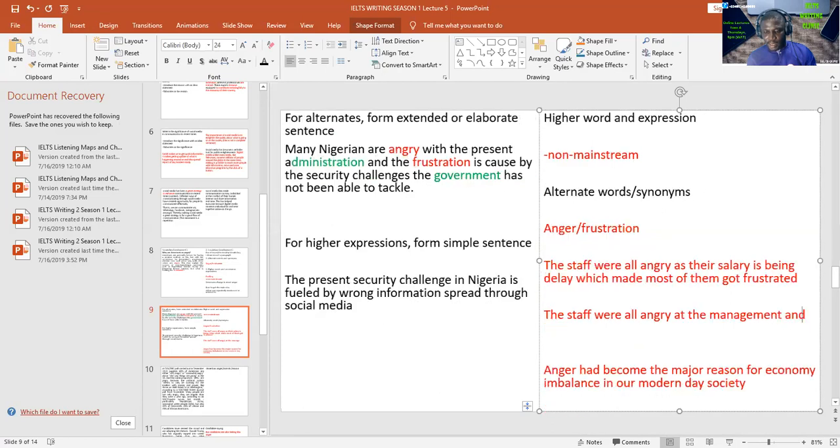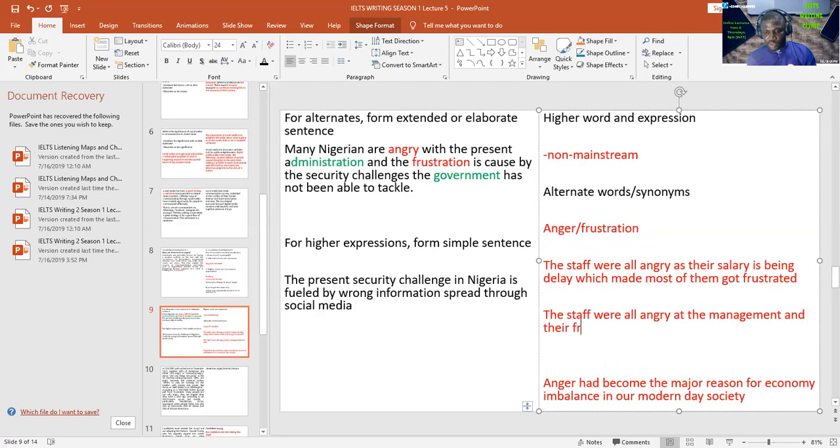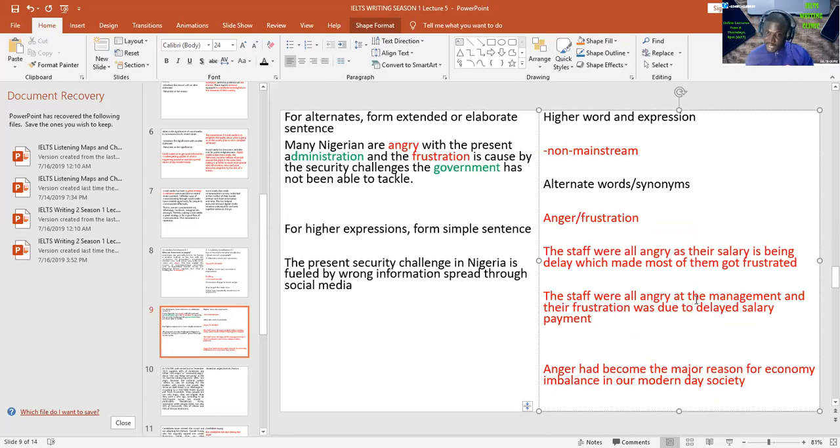And their frustration was due to delayed salary payment. You can see the staff were all angry at the management and their frustration was due to delayed salary payment. The way you twisted it, you just repeated the same thing and viewed it together. The staffs were all angry at the management and their frustration was due to delayed salary payment.